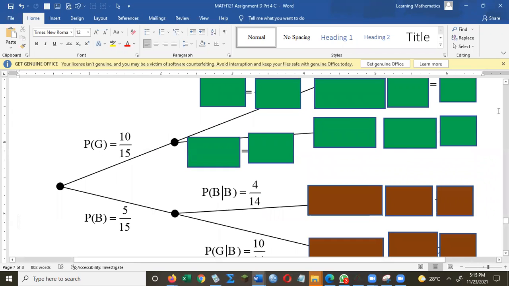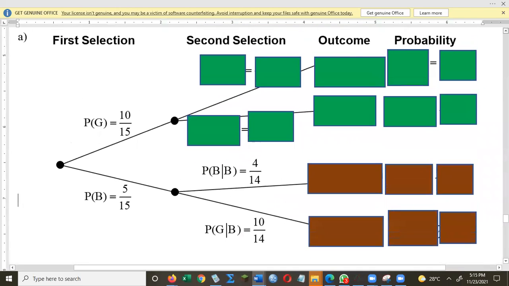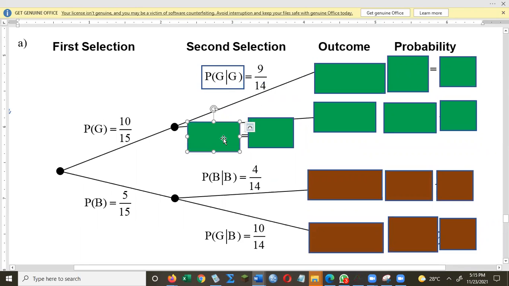So therefore now we have analyzed the two sections, section 1 and section 2, which is the first selection and the second selection. If it was a green, the probability of him getting another green is 9/14. If it was a green, the probability of him getting a brown is 5/14. You realize I always start by saying "if," because I think it gets the gist right by starting there.